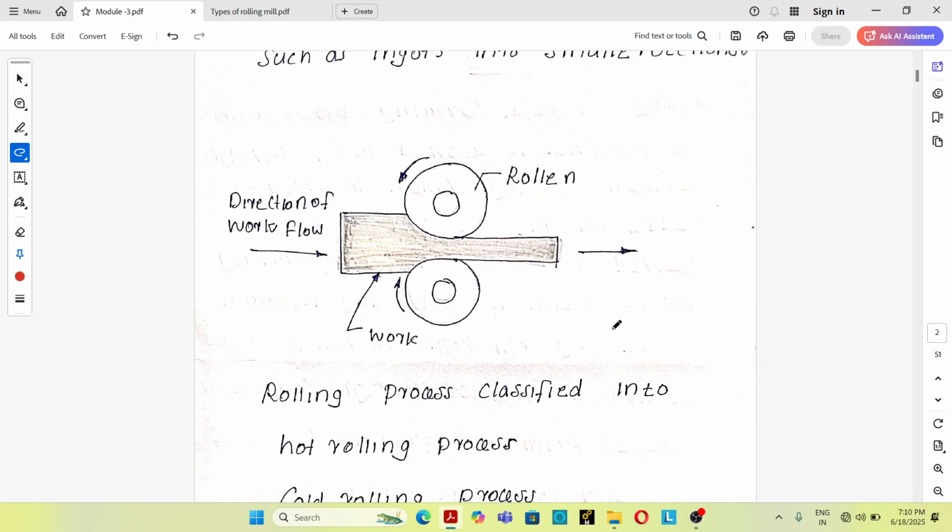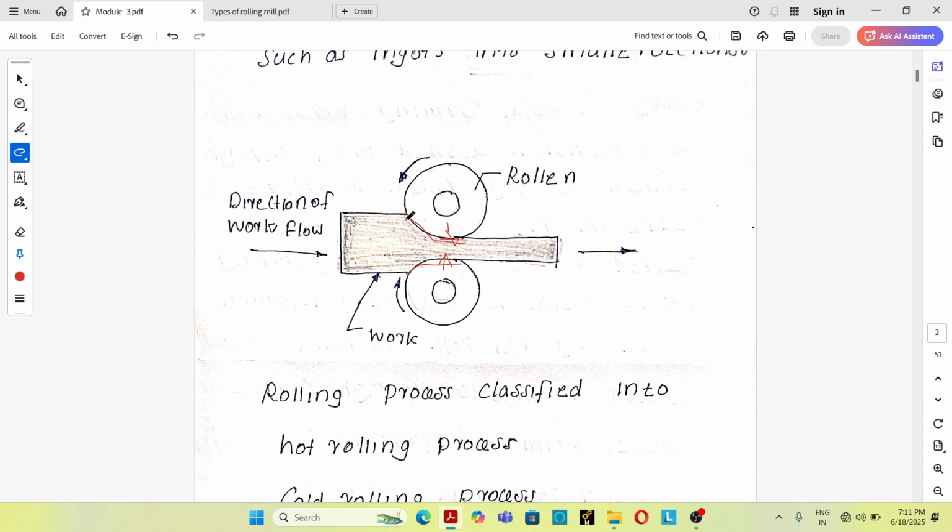This is the diagram of a rolling process. The material is allowed to pass between rotating rollers. These are the rotating rollers, rotating in opposite directions. Due to the squeezing action of the rollers, a high compressive force acts over the material. This is the surface undergoing rolling, where surface shear stress is produced due to the friction between the roller surface and the workpiece surface.